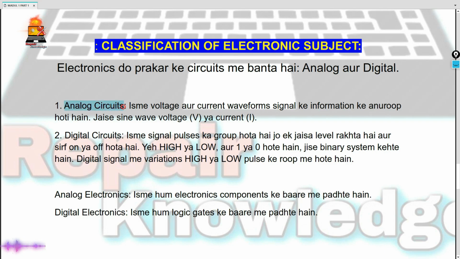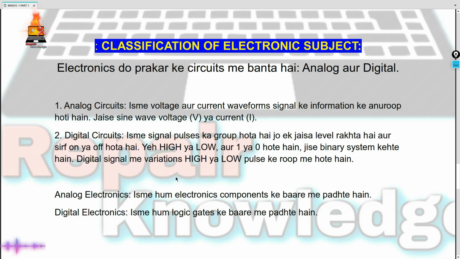In an analog circuit, the signal in voltage and current waveform corresponds to the information of the waveform signals, like the voltage and current. A digital circuit consists of groups of signal pulses which are at the same level and are only on or off. It is high-low, or 1 or 0. It is called a binary system. The variations in the digital signal are in the form of high-low pulses. Let me explain to you, you will understand.